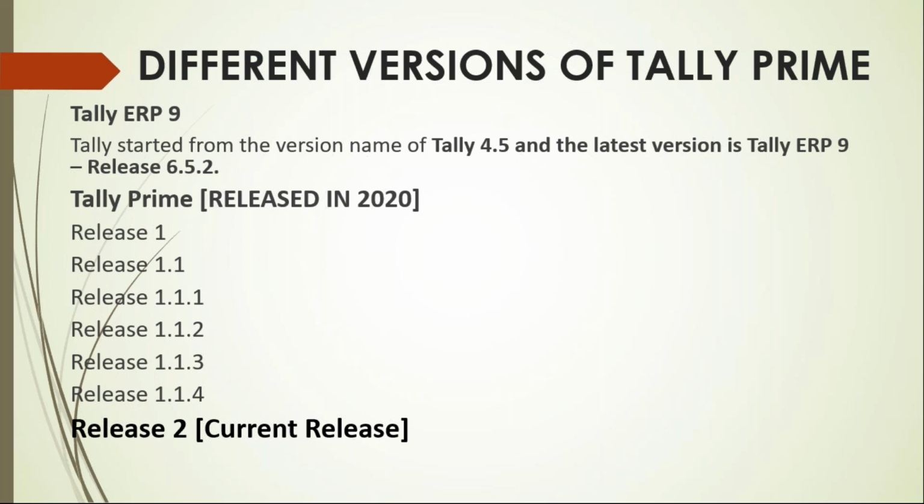When it was upgraded as Tally Prime software, it started with release 1, then 1.1, then 1.1.1, then 1.1.2, then 3 and 4. Now, what is the current release of Tally Prime? The current release which all of us are using or will be using is release 2. So these are the different versions of Tally Prime software.